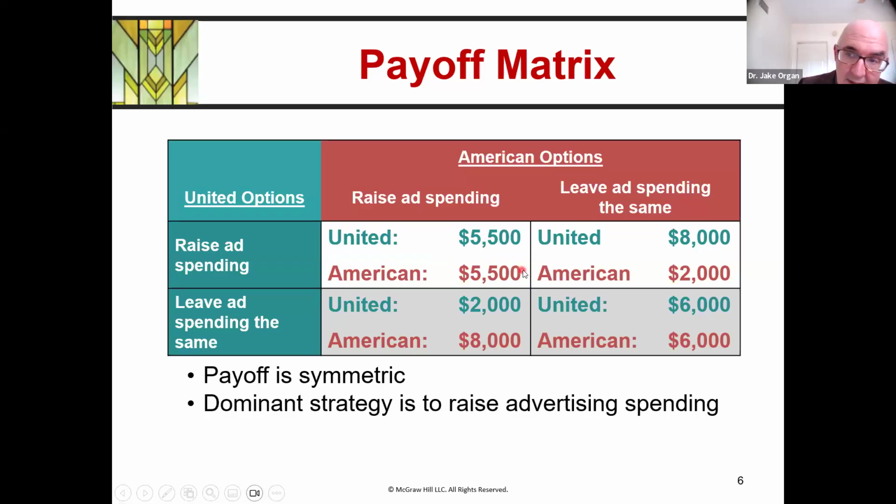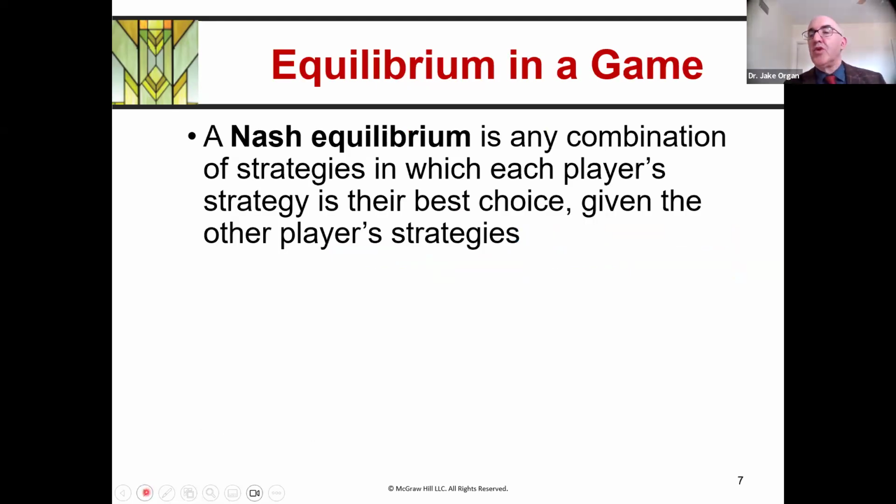But American is in the same position. They have a dominant strategy of raising ad spending. So, naturally, you're going to get to the point where you're both earning less. And we'll see what that is in a minute. So that is what's called a Nash equilibrium.